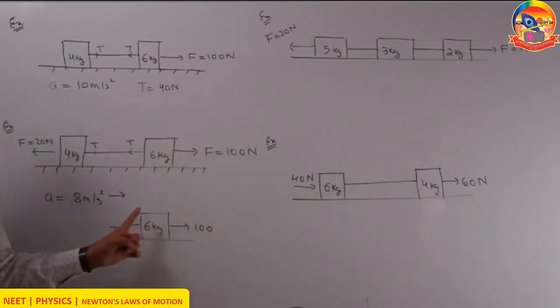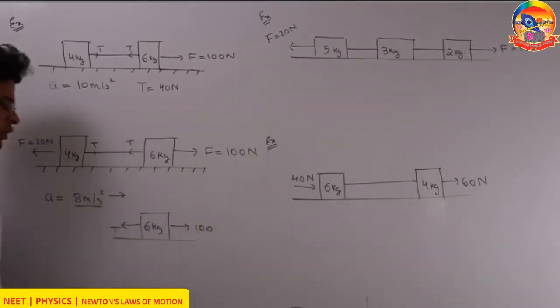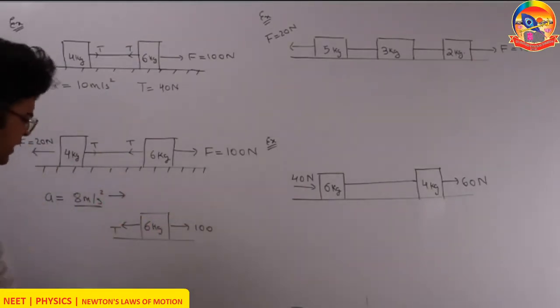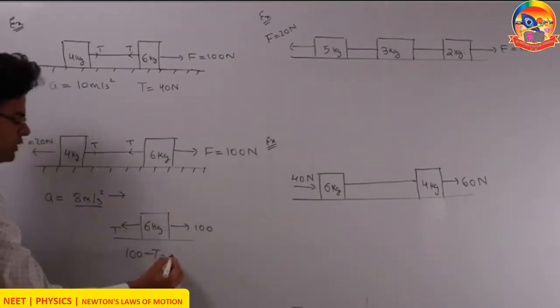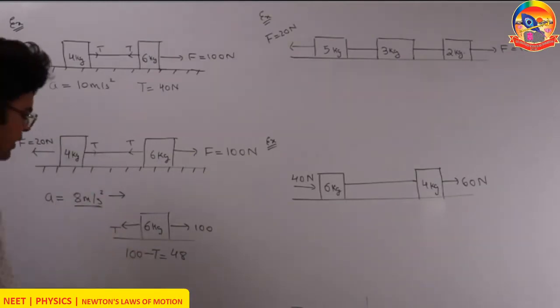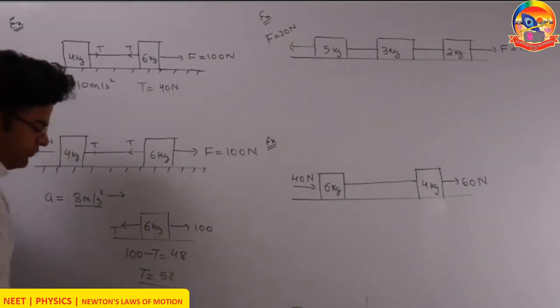Under the influence of these two forces, we know that it accelerates with an acceleration of 8 meter per second square towards right. Always write the equation as the net force acting in direction of acceleration: 100 minus T equals mass into acceleration, 48. So the net force acting in direction of acceleration equals mass into acceleration. So the tension comes out to 100 minus 48, that is 52.